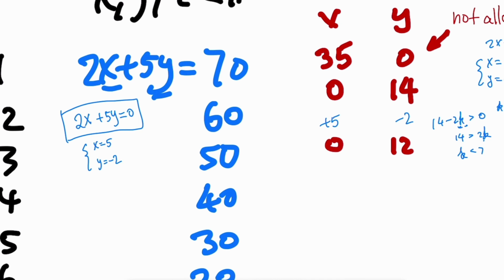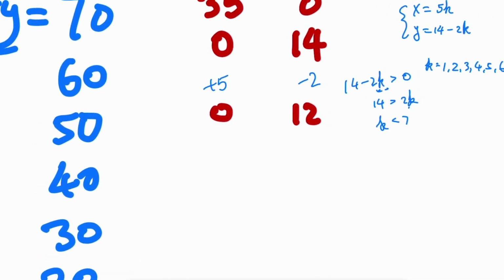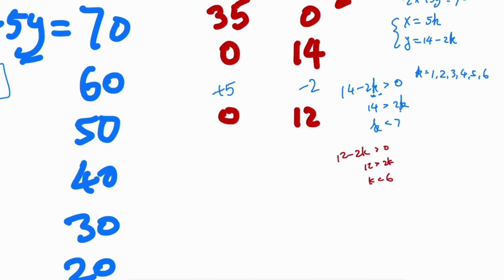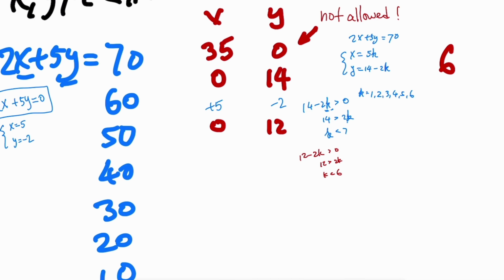Again, it's the same thing. You subtract 2 from Y every single time, and add 5 to X. And that brings you to 12 minus 2k is greater than 0. So 12 is greater than 2k, and k is less than 6. So here there are 5, because 1, 2, 3, 4, 5, remember 0 and 12 doesn't work.